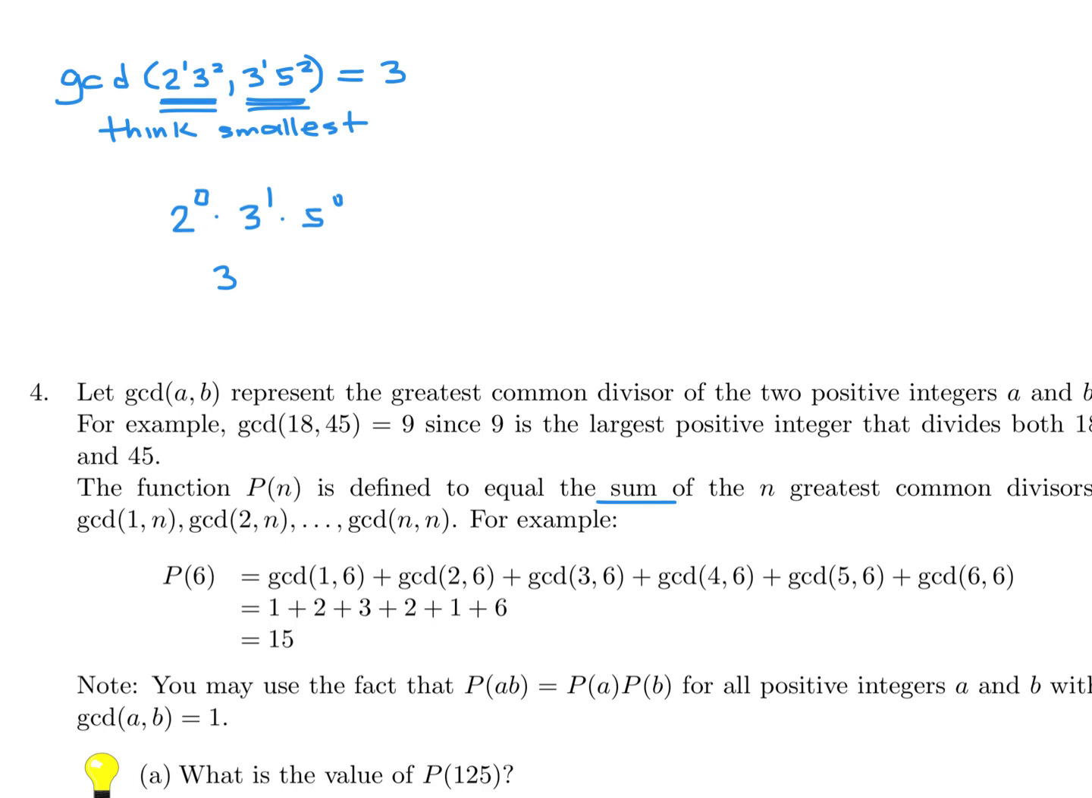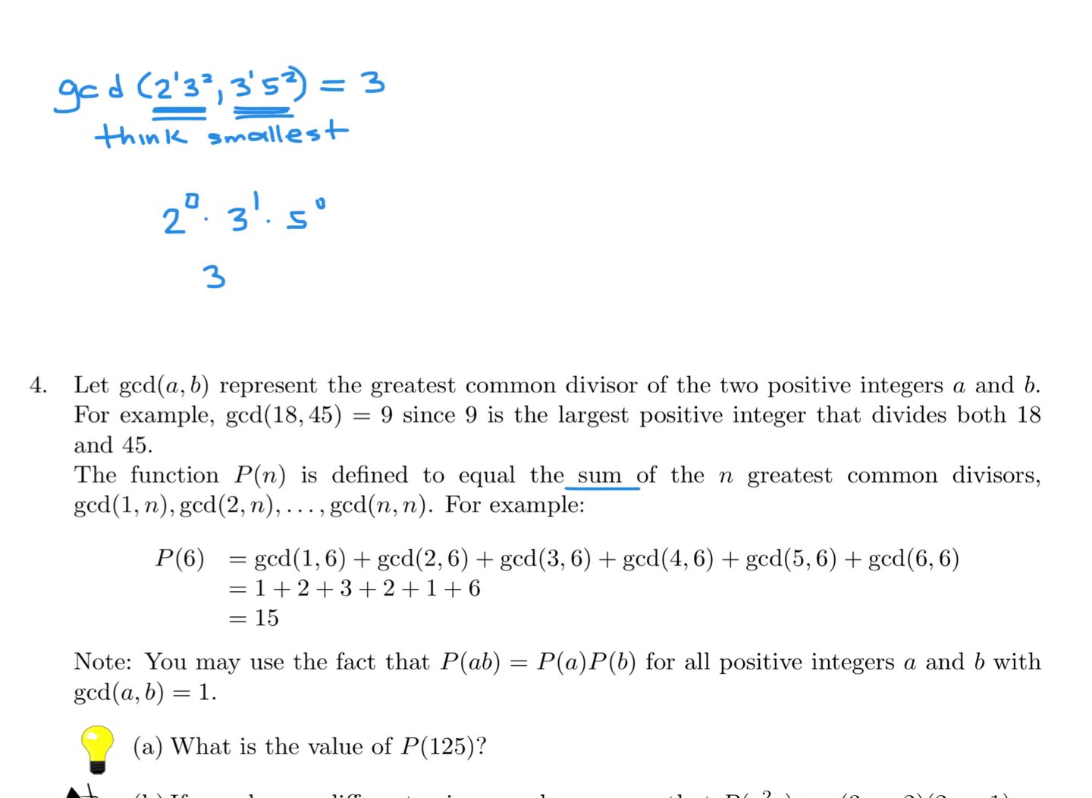And that's the largest positive integer that divides both 2 times 3 to the power of 2 and 3 times 5 to the power of 2. So that's a very basic introduction. So they're building on that. They're saying that we've got this definition here. Okay? So they want you to figure out P125.